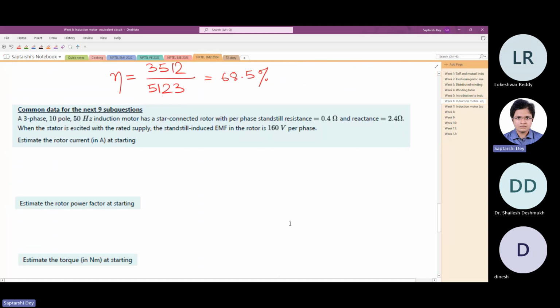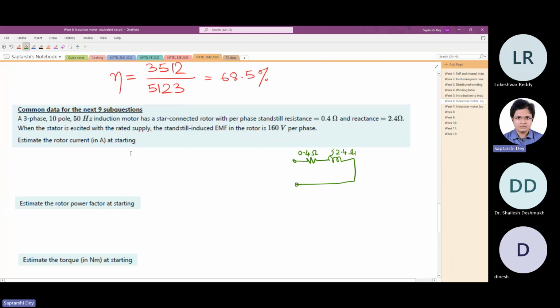Three-phase 10-pole 50 Hz induction motor, star connected rotor, per phase standstill resistance 0.4 and reactance of this much. When the stator is excited with the rated supply, a standstill EMF of 160 volt per phase is induced. Estimate rotor current at starting.